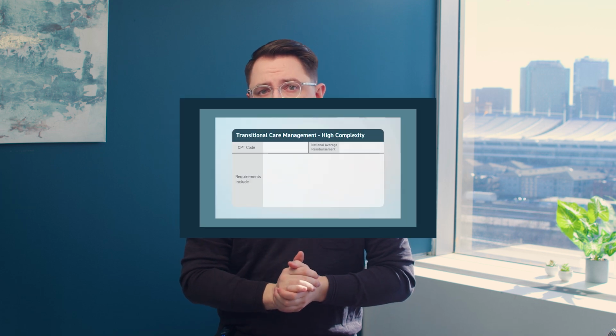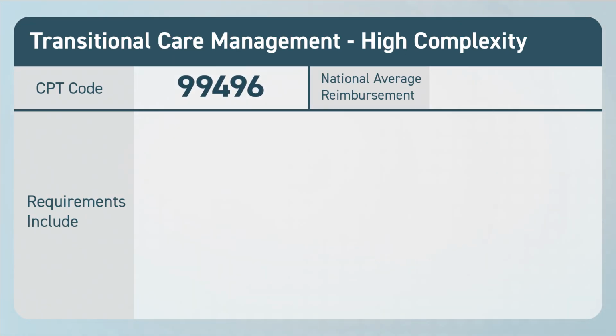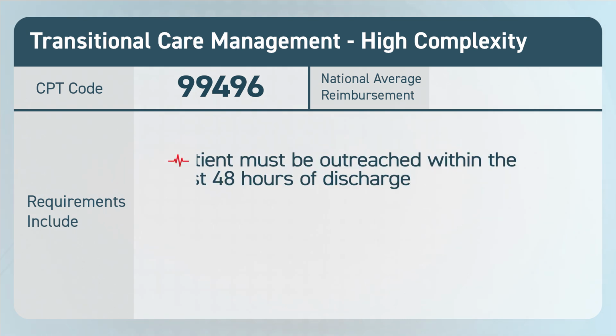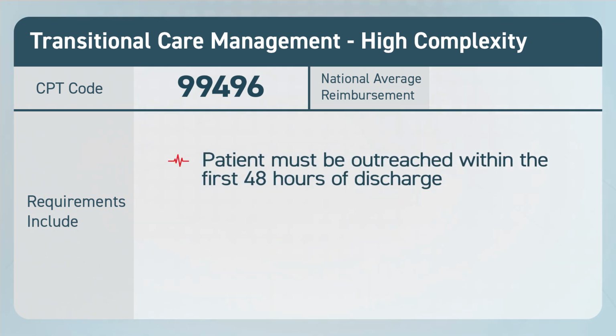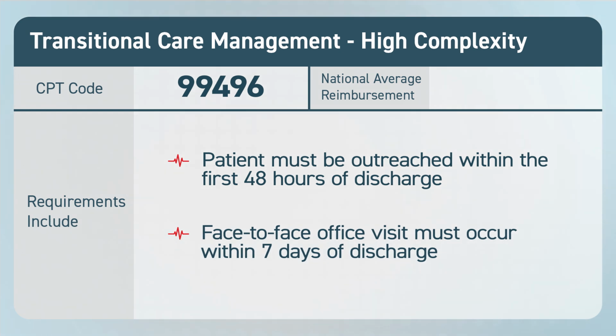Another option is to bill for high complexity in medical decision-making using code 99496. The patient must be contacted within the first 48 hours of discharge, and a face-to-face office visit should take place within 7 days of discharge. The national average reimbursement is $273.